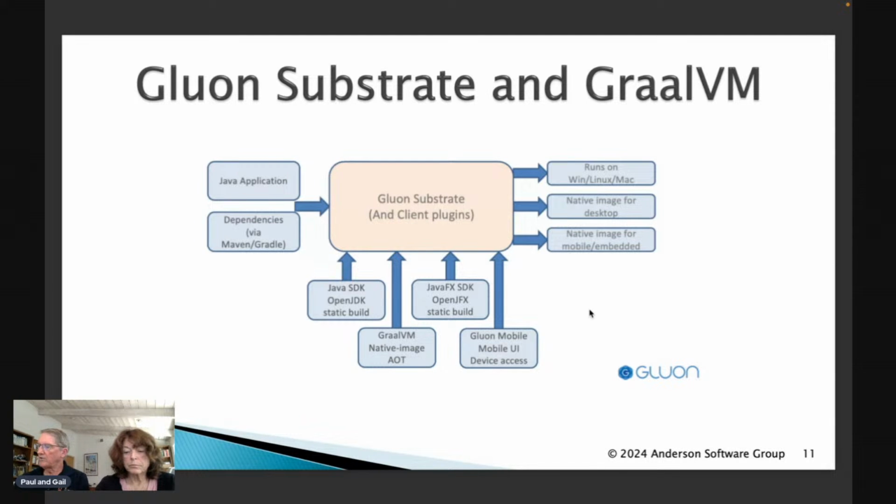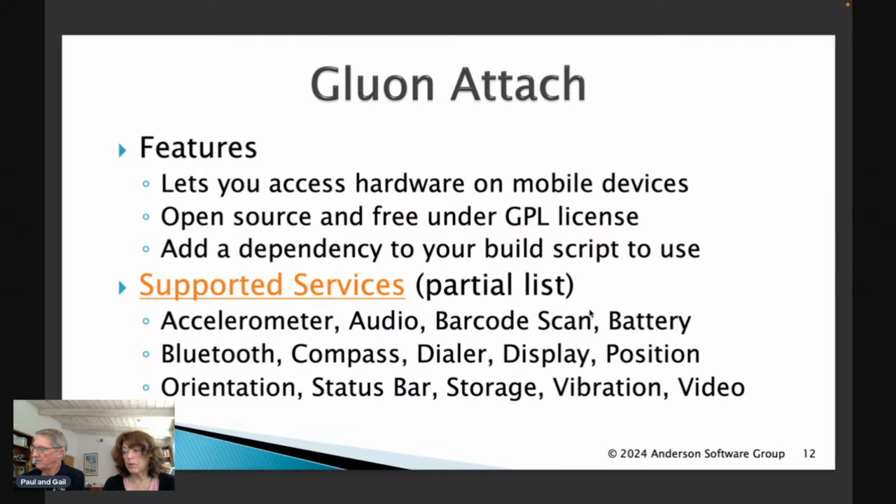Okay, so let's take a look at the Attach library right now, which we just talked about a second ago. The Gluon Attach library lets you access hardware features on your mobile devices in a platform agnostic way. This library makes available all the storage systems, accelerometers, of course, any screen details, and GPS as well, and more in a device-independent fashion. Note that the Gluon Attach library is open source and licensed for free under the GPL license. And to use it, you just have to add a dependency to your build script.